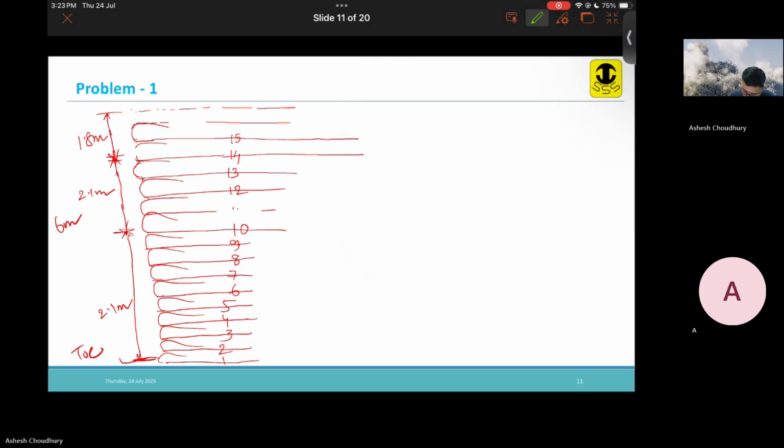Now, this width is 2 meters. Okay, then the next that you are seeing here, this width is 3 meters, and the longest one is 4 meters. All right.